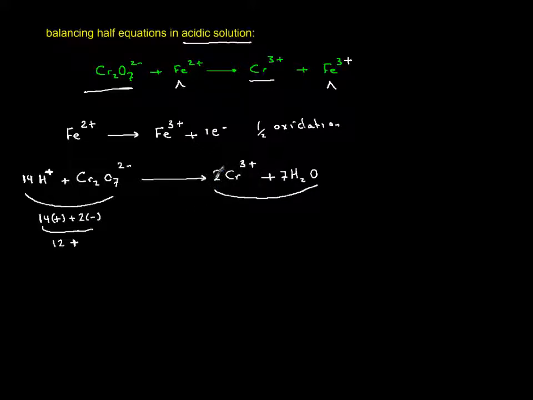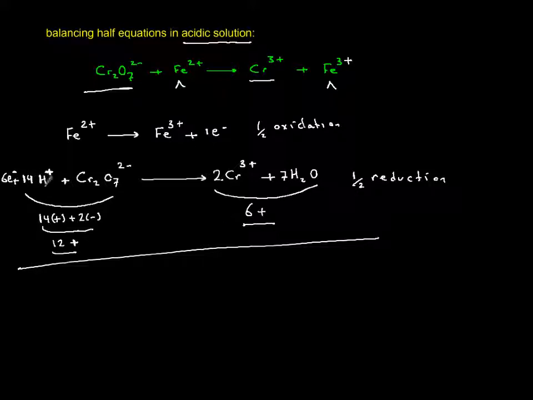On the product side, I only have chromium, so I have 2 times 3 plus, which is 6 plus. Now, how can I make 12 plus equal to 6 plus? By gaining 6 electrons on the reactant side. And it makes sense. I had oxidation, I was looking for reduction, so this is half reduction. The last thing to do before we can sum them up, you have to make sure number of electrons are equal on both sides. Here I have 6, but on top I only have 1 electron, so I'm going to multiply the entire thing by a factor of 6.